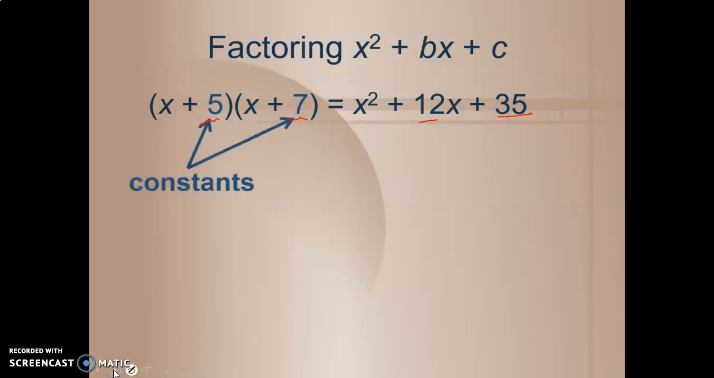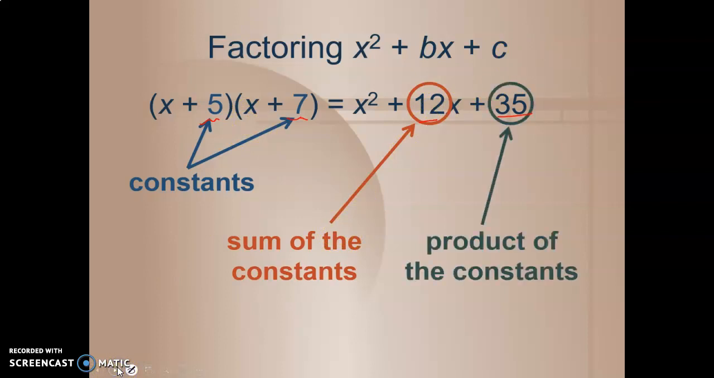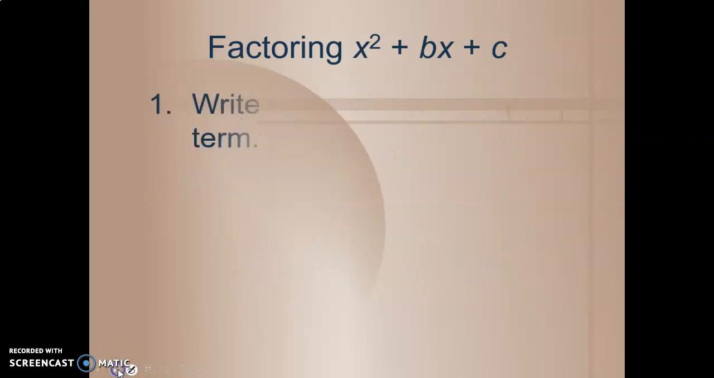Hopefully you notice that our middle term, 12x, is the sum of the two constants, our 5 and our 7. So this middle term is the sum of the constants 5 and 7. And our final term there, our 35, our constant term, is the product of the constants 5 and 7. And if you notice that pattern, then working backwards to factor that instead of multiply it can be helpful.